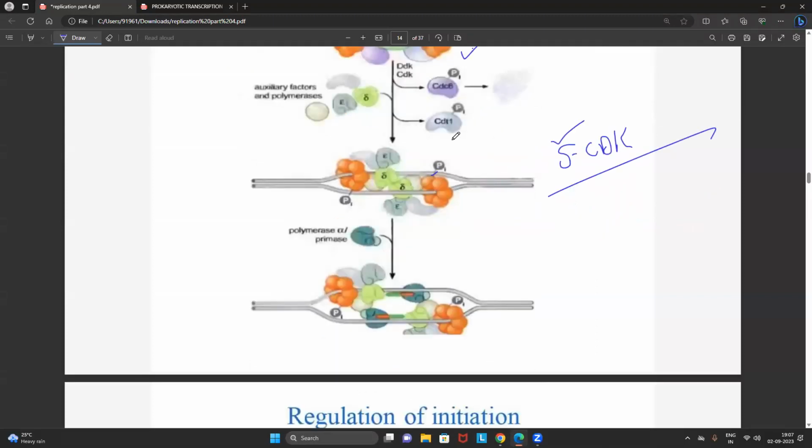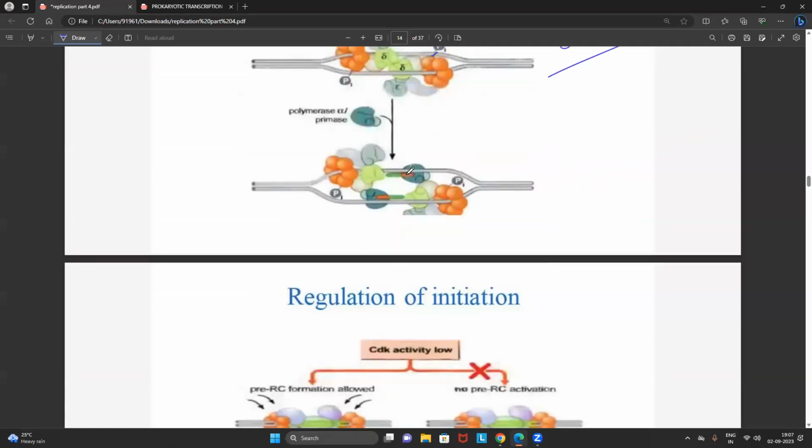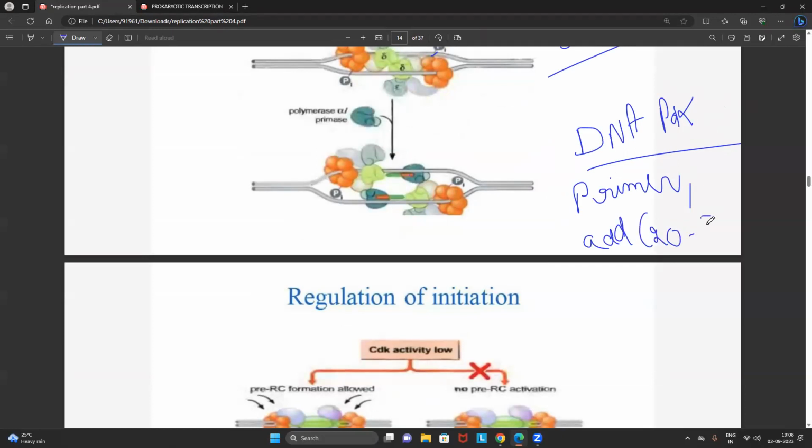Now, what's the most interesting point that I want you to understand here? Listen to me. Remember my words. There is an important enzyme, DNA polymerase alpha. In the last class we studied very clearly that DNA polymerase alpha adds the primer. At the same time, it also adds nucleotides, but we studied that it can add only 20 to 50 nucleotides. The reason is its low processivity.